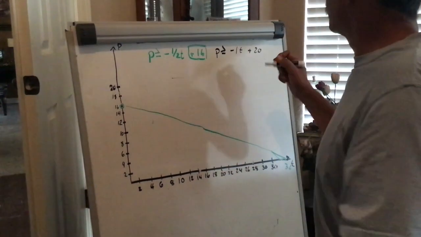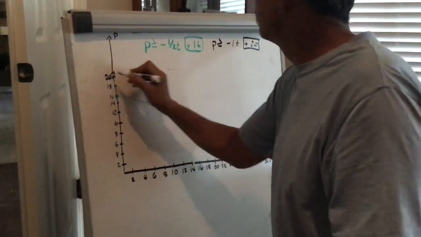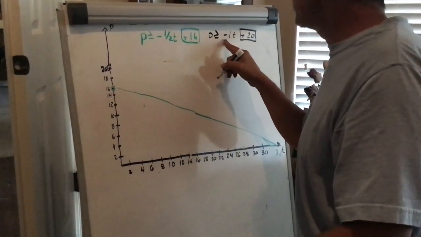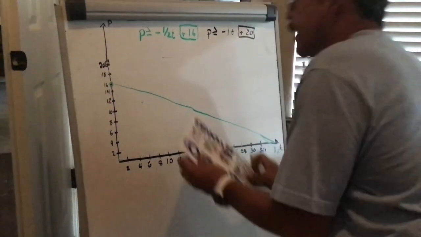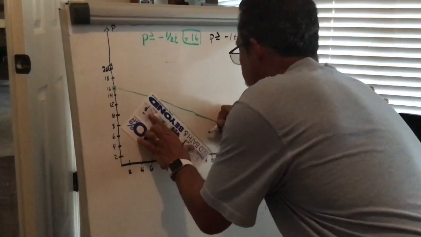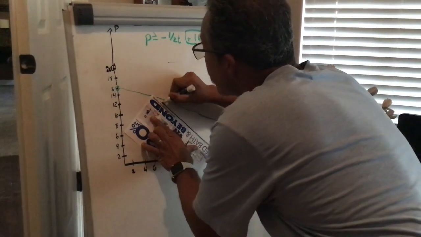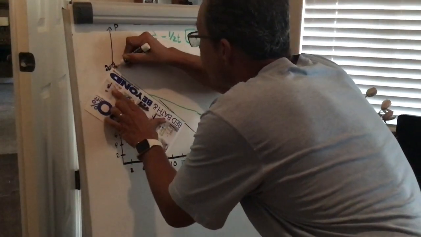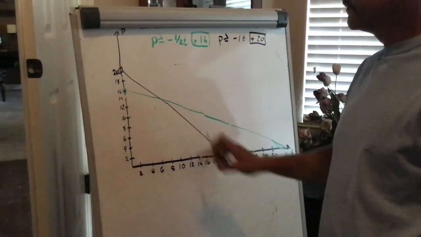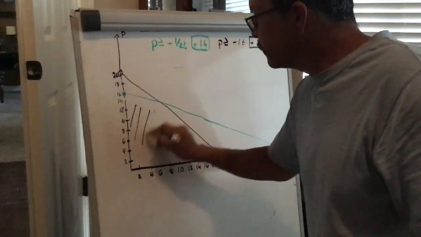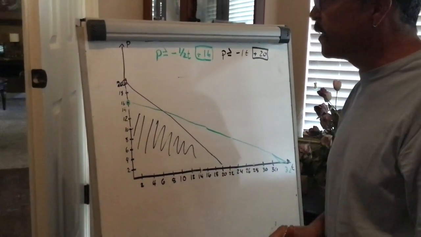My second inequality, I plot my first point at the B. Now my slope is negative, so I go down 1 over 1. Down 1 over 1. And basically here it's going to look something like this. Now, the shaded region is the solution to this system of inequalities.